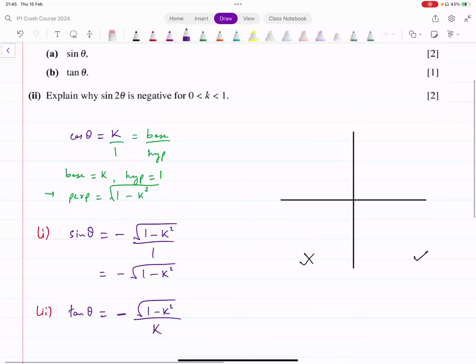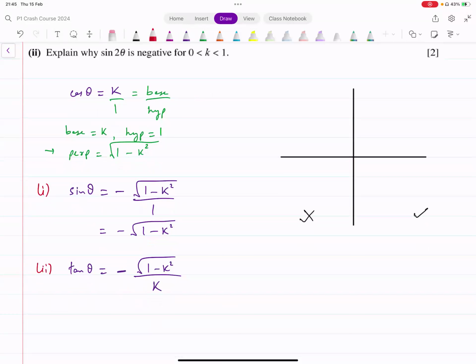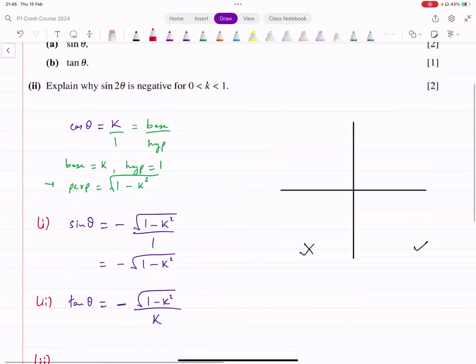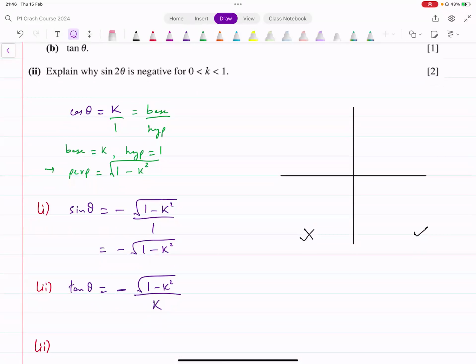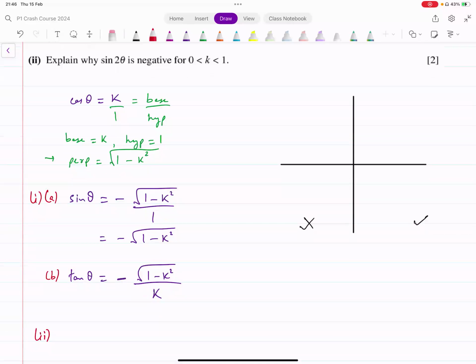Okay. Now it says, explain why sine 2 theta is negative. So we know sine theta, we know tan theta as well now. We want to now explain why sine 2 theta is negative. Are the first two parts clear? Any problems with this? The first two parts? No, sir. Okay, what about the last part? Explain why sine 2 theta is negative.